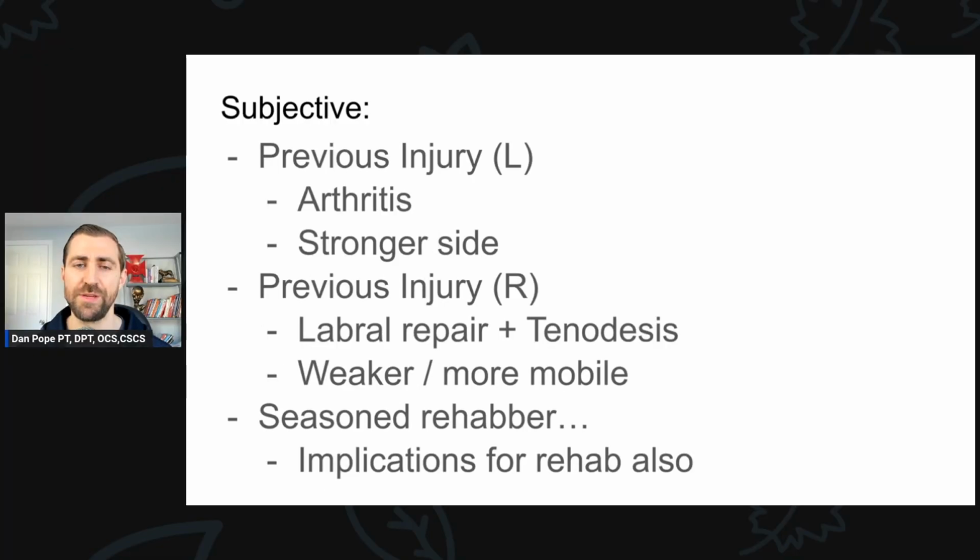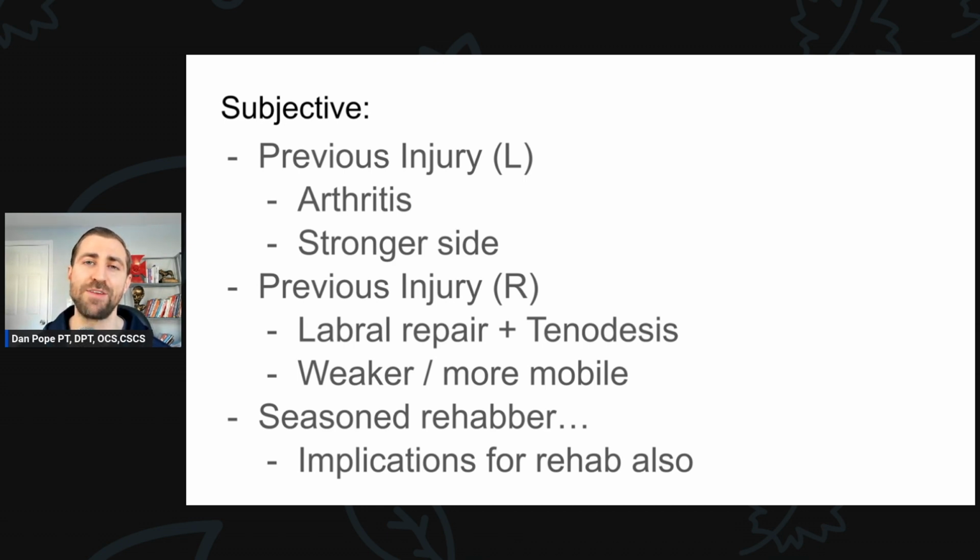In terms of relevant injuries, he's had some pretty serious pain on the left side shoulder in the past. He has quite a bit of arthritis on that side. However, his left side is actually his stronger side. On the right side, he's had a prior surgery, so he's gonna have a current surgery now on the right side. But in the past, he's had a labral repair and tenodesis on that side as well.